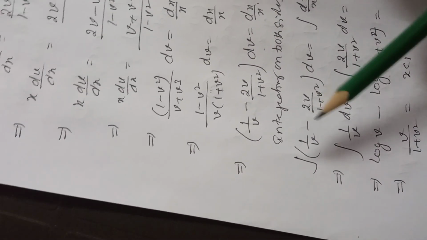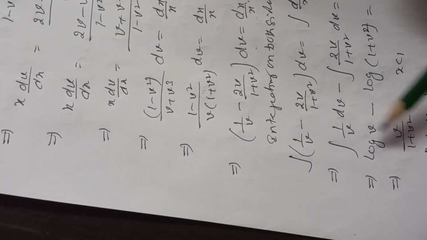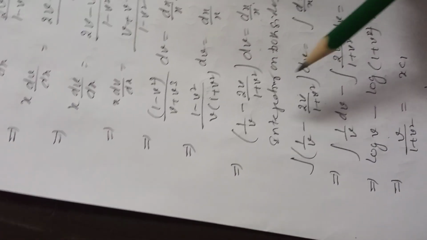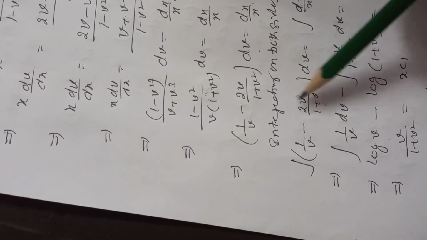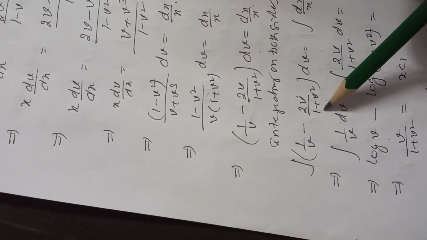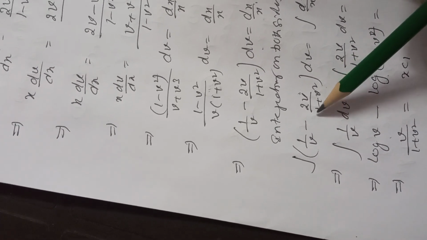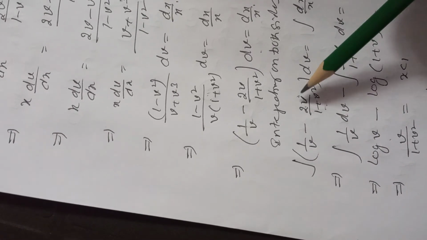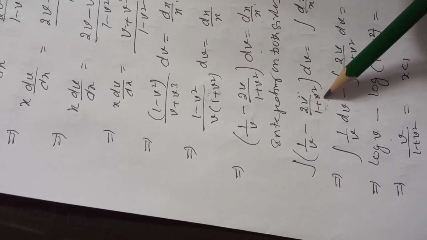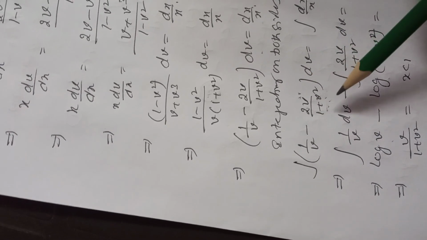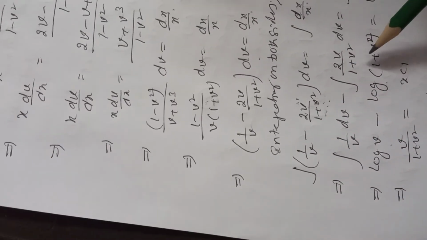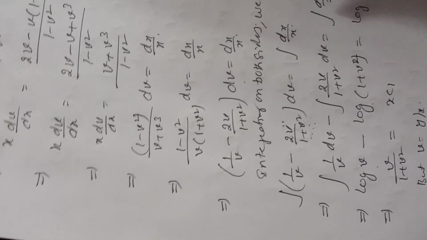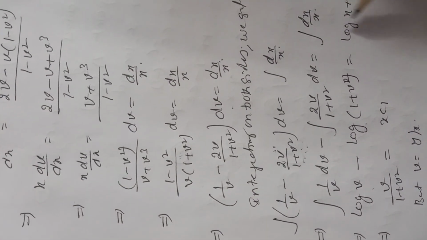Now integrating on both sides, integration of 1 by v is log v, integration of 2v by 1 plus v square is ఏ ఫామ్లో ఉంది? f dash x by f of x. See, దీన్ని డిఫరెన్షియేట్ చేయండి, ఎంత వస్తుంది మనకి? డిఫరెన్షియేషన్ ఆఫ్ 1 is 0, డిఫరెన్షియేషన్ ఆఫ్ v square is 2v. f dash x by f of x ఫార్ములా, f dash v by f of v ఫార్ములా అంటే log f of v అని రాస్తాం. దట్ ఈస్ log of 1 plus v square is equal to dx by x అంటే log x.